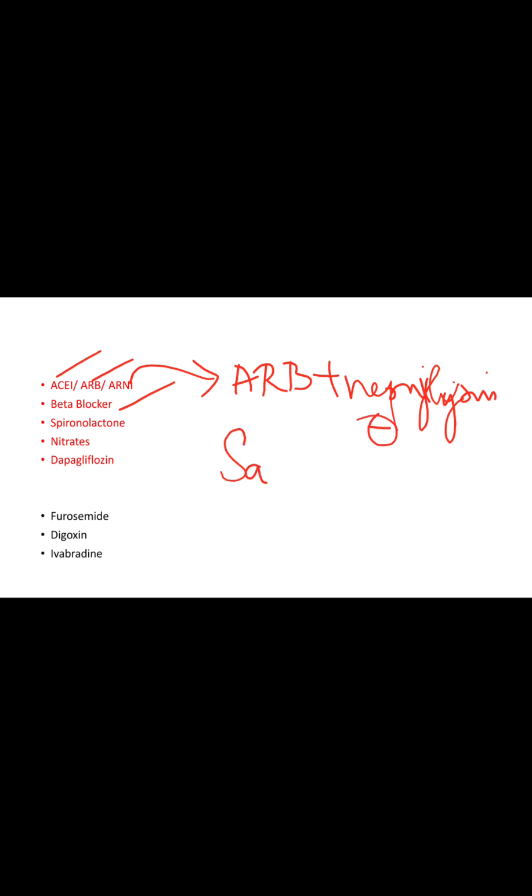Otherwise, if you can't give any of those, you can give a newer drug which is called ARNI, that is ARB along with neprilysin inhibitor. Okay, that is sacubitril plus valsartan. Valsartan is an ARB, sacubitril is a neprilysin inhibitor. Can give beta blockers. Usually we are giving metoprolol succinate. Okay, there is metoprolol tartrate and succinate. Succinate is given in heart failure.